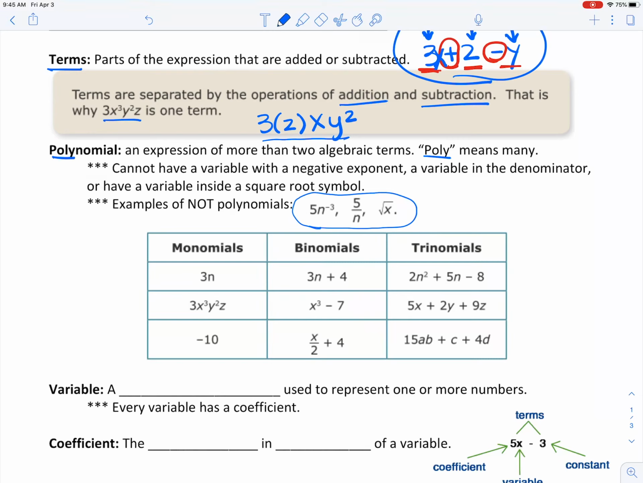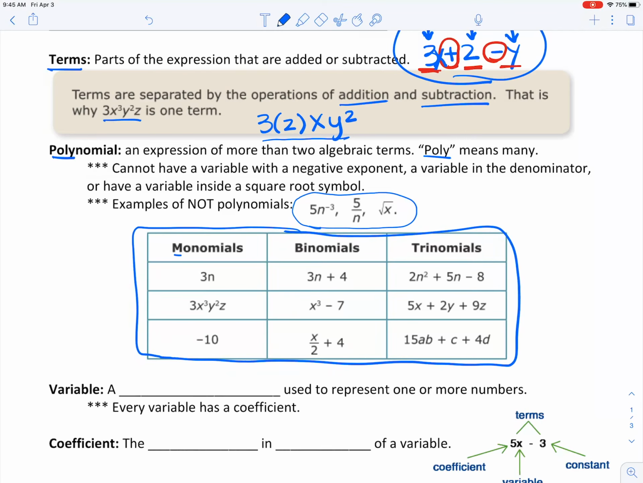Okay, so let's look at the word monomial in this box here. So mono actually means one. So that means they have one term. If I'm looking at all of these examples, none of them have an addition or subtraction sign in between two numbers or variables, so that's why they're all one term. The word bi, just like bicycle, has two wheels, right? Bi means two. So all of these have two terms.